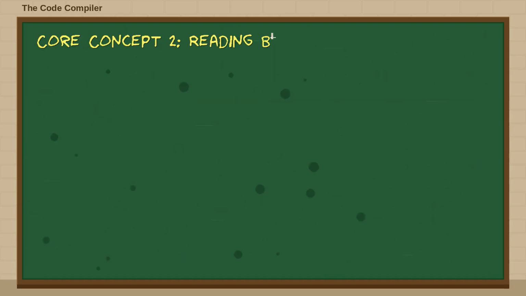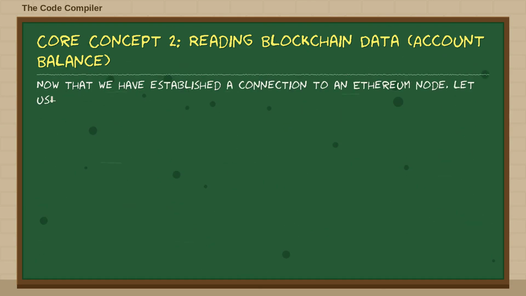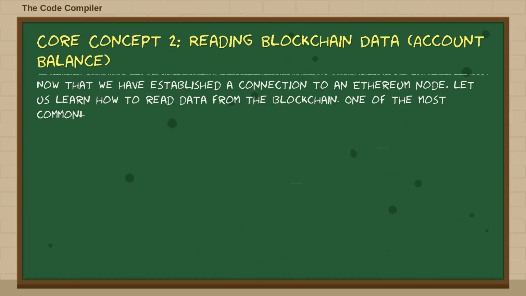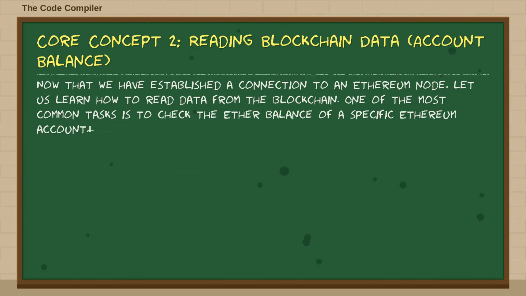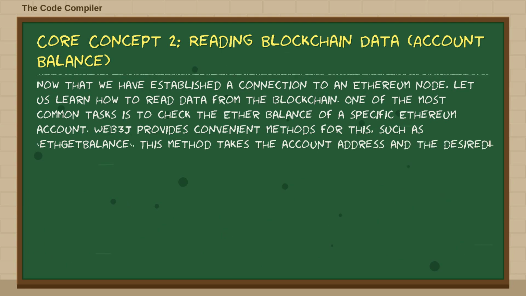Now that we have established a connection to an Ethereum node, let us learn how to read data from the blockchain. One of the most common tasks is to check the Ether balance of a specific Ethereum account. Web3j provides convenient methods for this, such as ethGetBalance. This method takes the account address and the desired block parameter, for example, DefaultBlockParameterName.LATEST to get the balance from the most recent block.